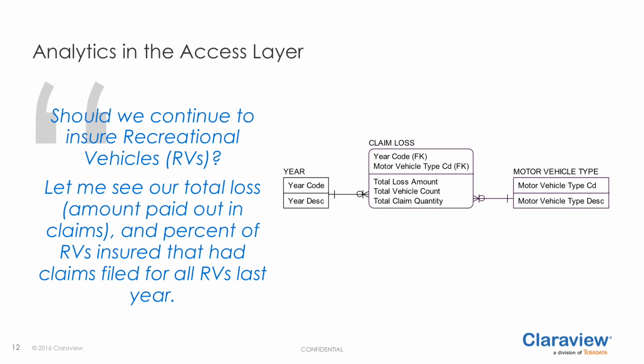So if I look back at our simple business question from before of whether we should continue to insure recreational vehicles, with my dimensional model in the access layer, it's very easy for me to navigate the model and return the answer.